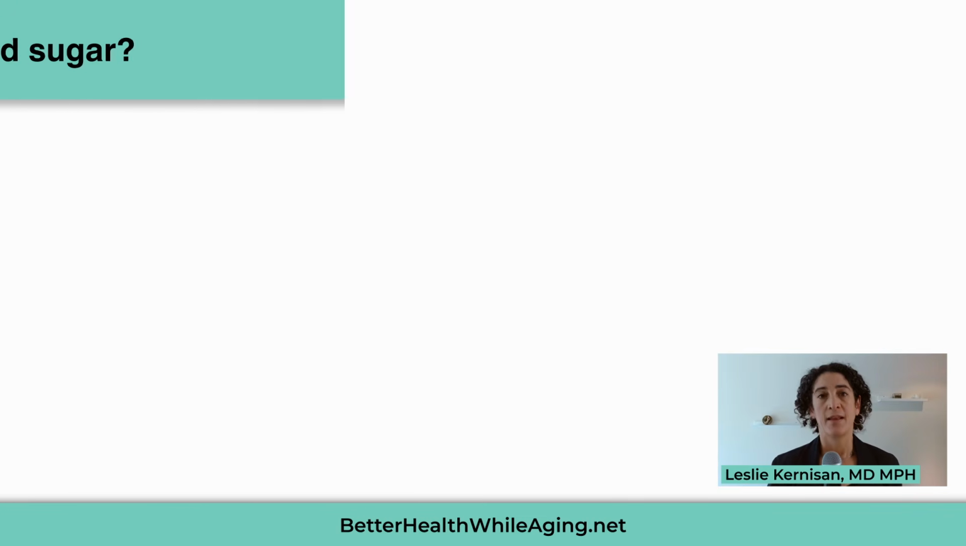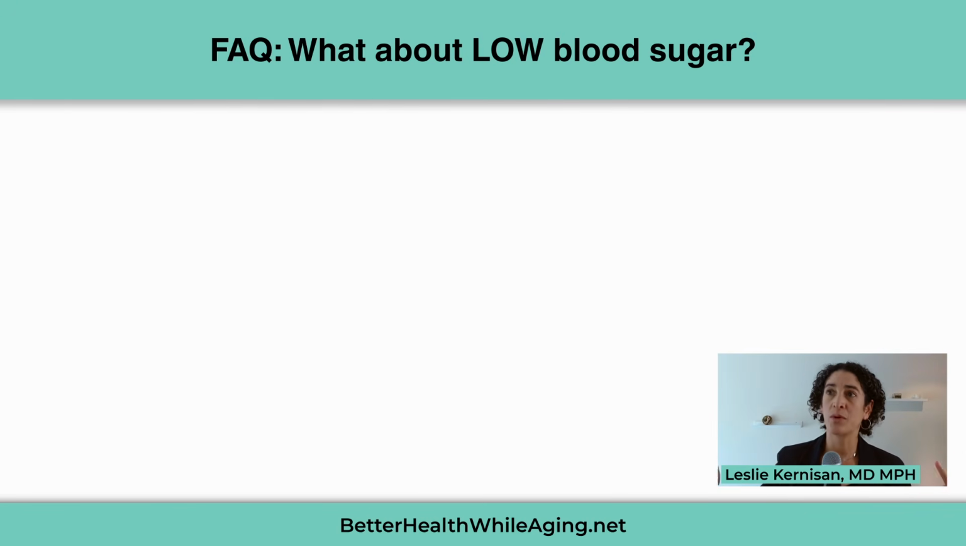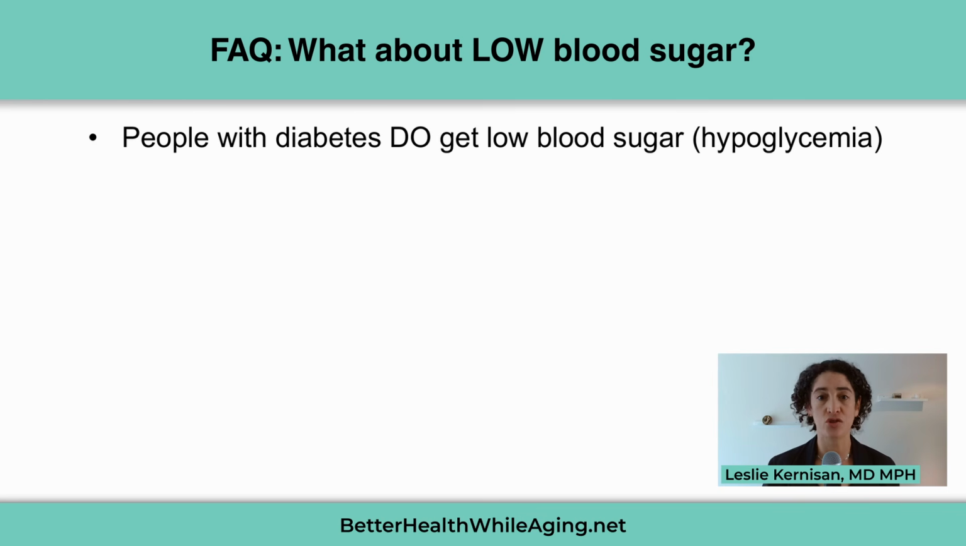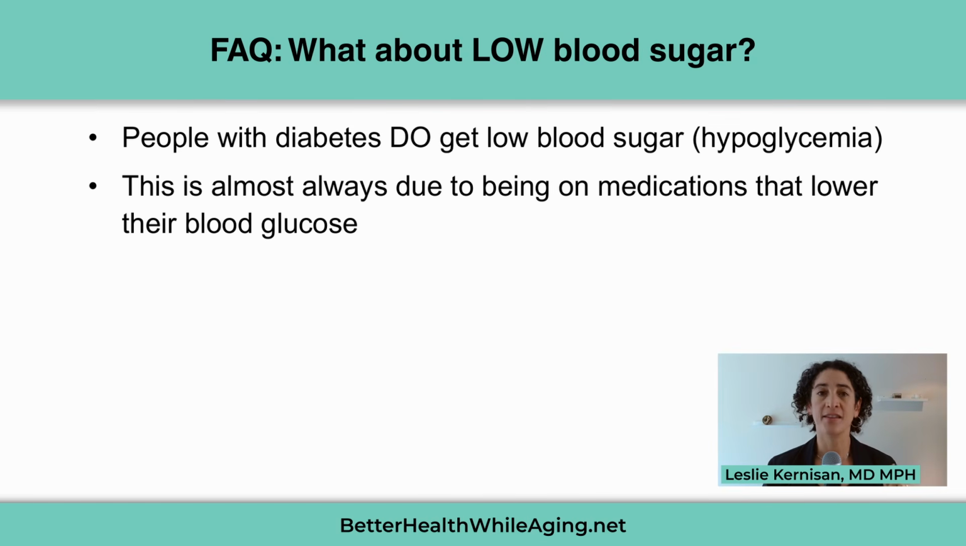Now, at this point, sometimes people say, well, wait. I've heard that people with diabetes also have to worry about low blood sugar. What is that about? So let's briefly touch on that. It's true that people with diabetes do get low blood sugar. That is called hypoglycemia. But this is almost always due to the effect of medications that they are taking to lower their blood glucose. So when people are on medications, now there's one type of medication that we often start older adults on that actually just helps cells use insulin, but otherwise doesn't bring down your blood sugar too much.